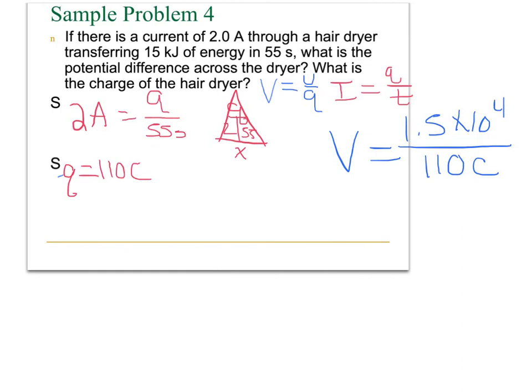As we enter this into the calculator, remember that times 10 is also the same thing as EE. In the classroom calculators that I provide you, the EE button is directly above the 7. So after we enter this all into the calculator and solve, we get an answer of 136.4 volts.